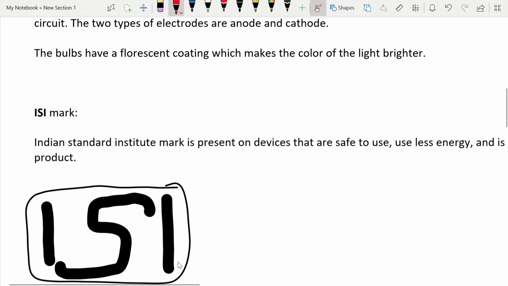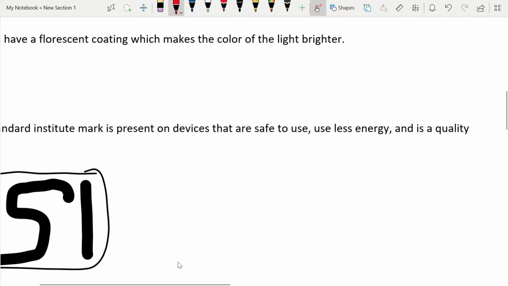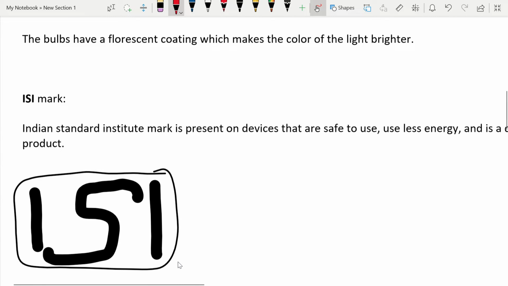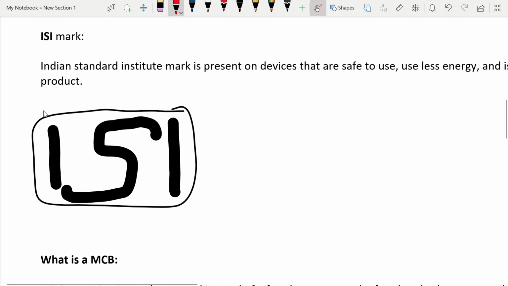Now there's an ISI mark that you'll see on most devices that you use. This stands for Indian, which is for I, Standard for S, and Institute for the last I. The mark is present on devices that are safe to use, use less energy, and are a quality product, meaning you can use it with no tension and you'll be just fine. Also, this mark is drawn by me, so it might look a little bit different, but it looks a bit like that.